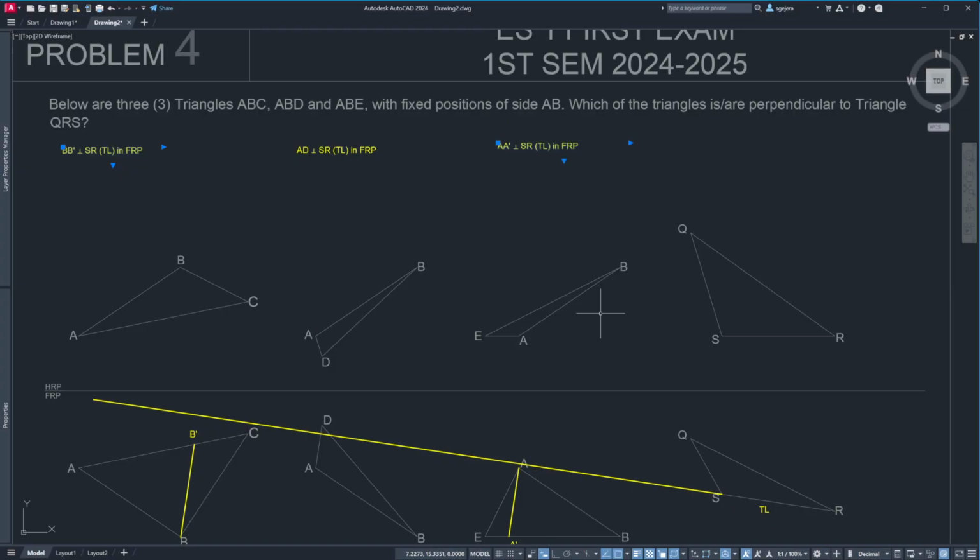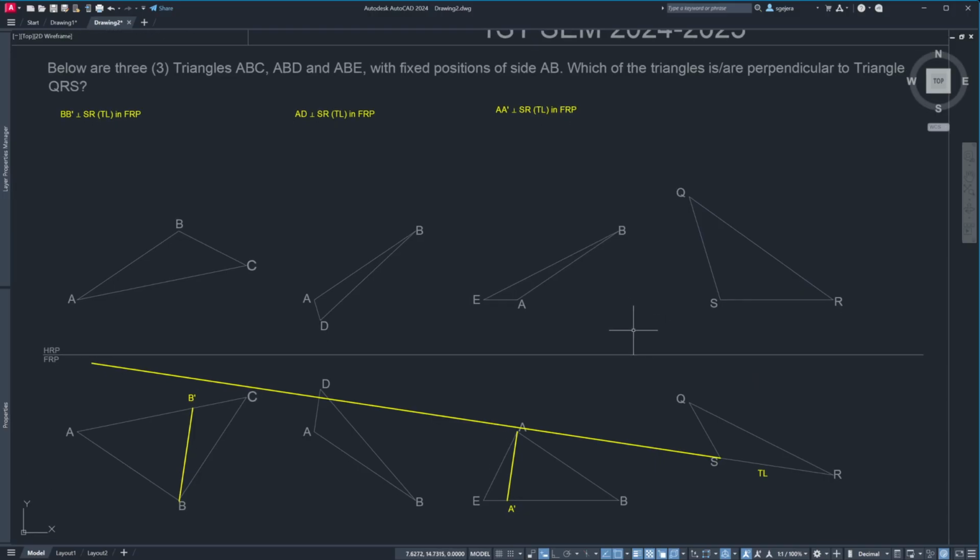So, kahit arbitrarily tayo pipili ng lines dito sa QRS, if they are truly perpendicular, then it will always show that it is truly perpendicular. Okay? So, hopefully that makes sense, no?